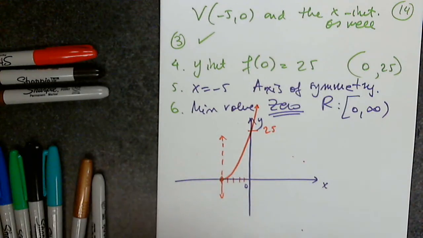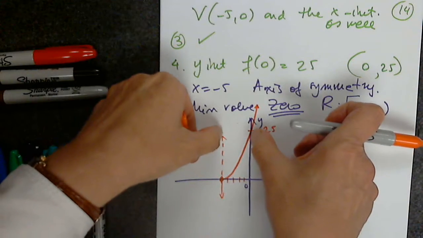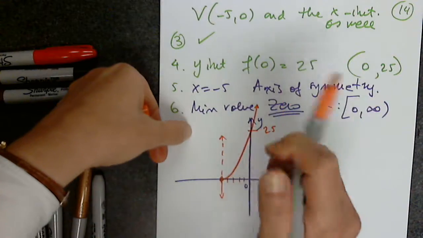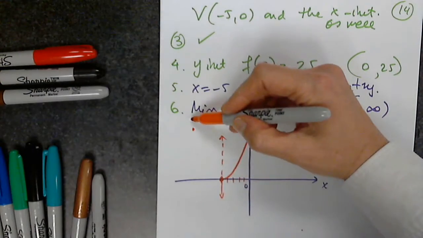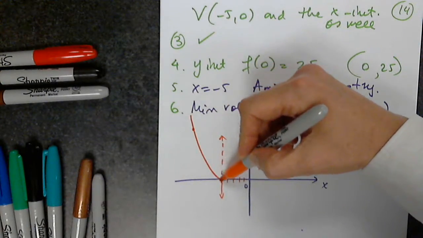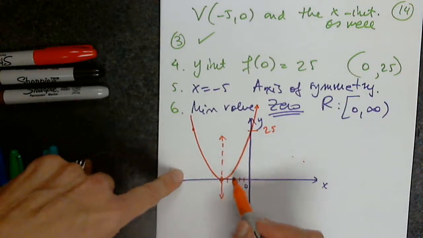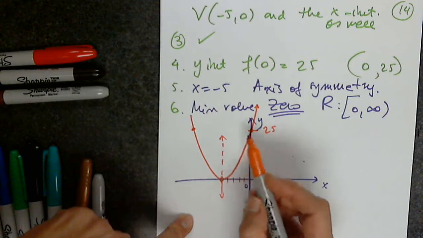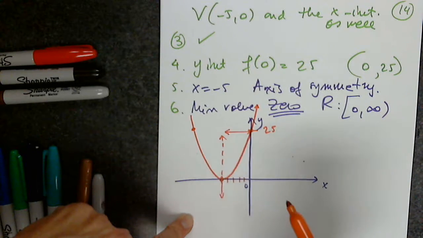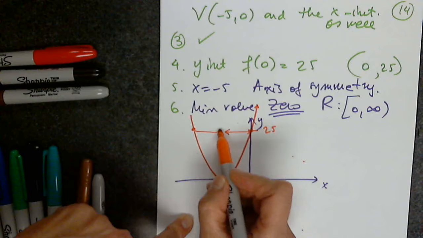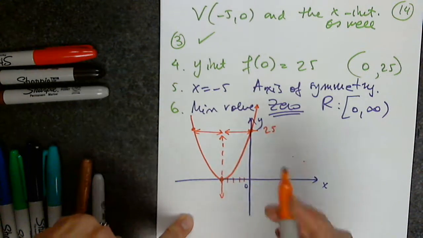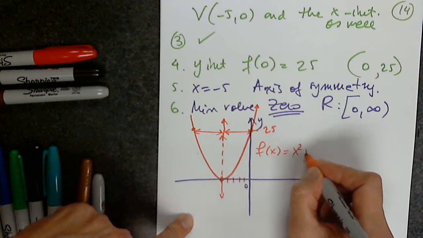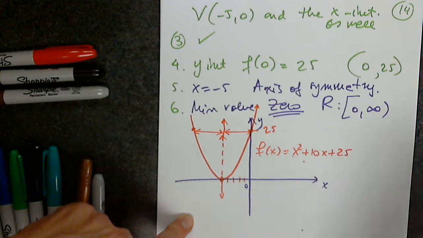Now, since I don't have a point on the other side, I'm going to say this has to equal this. So I'm going to create a point here. As long as it has 5, so this point and this point are 5 units away from the axis of symmetry. So this has to be 5 units, and this has to be 5 units. Okay? So this is the graph of f of x equals x squared plus 10x plus 25.